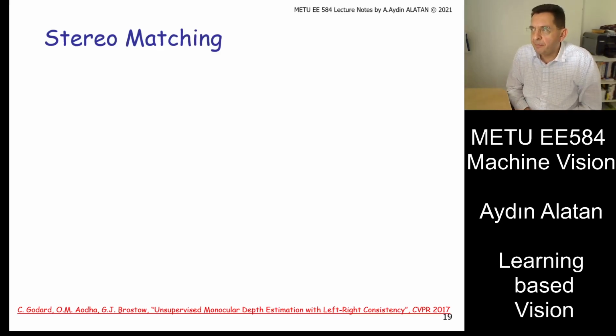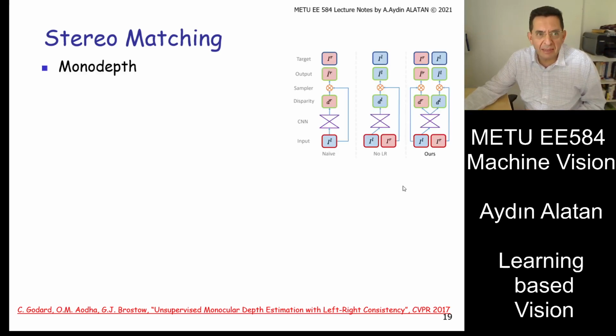Okay, this time we will talk about 3D vision and learning-based vision, how to solve this problem. I'm going to talk about first stereo matching, then I'm going to also talk about camera relocalization and also 3D pose estimation. Okay, I'm going to start with this algorithm called Monodepth.